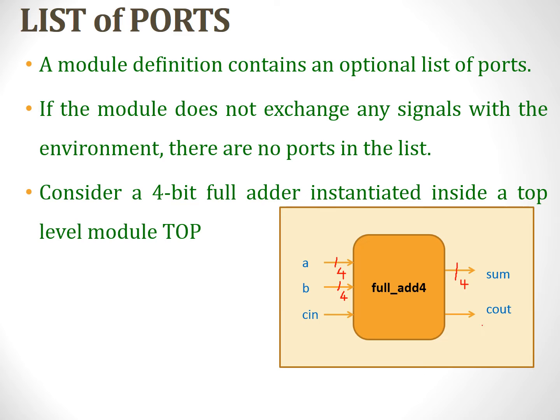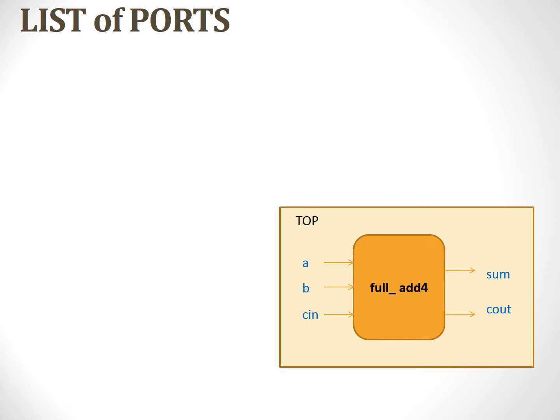This is instantiated inside a module known as top. So this outer block is the top module. The top module, if we observe in the diagram, has no interface or connections with the external world. This block is the full adder 4, which is a 4-bit full adder. This is another module which has some set of input and output lines, that is, it has ports because it is interacting with its external environment. The first module is top, the second module is full adder. If we observe this top module, which is the outer box, there is no connection with the external environment.